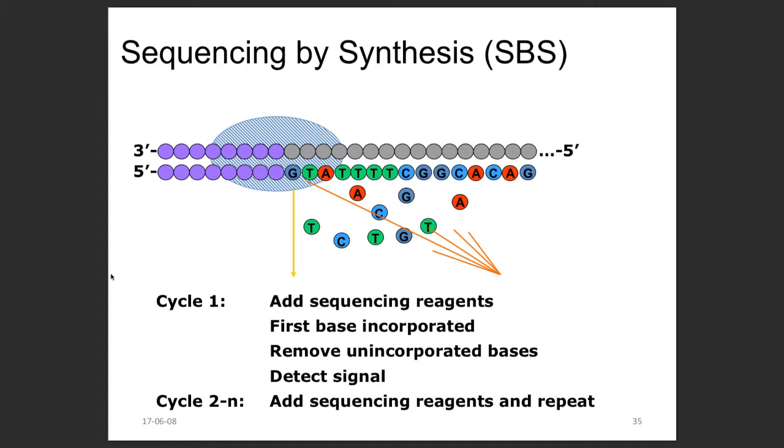The breakthrough in terms of Illumina is the fact that they use a reversible terminator. So once that's incorporated, you can remove that. Once it's incorporated, you wash everything else away, shine a laser on the flow cell surface, take an image, and then reverse the terminator, add the next nucleotide, and so on and so on and so on. So that's sequence by synthesis.